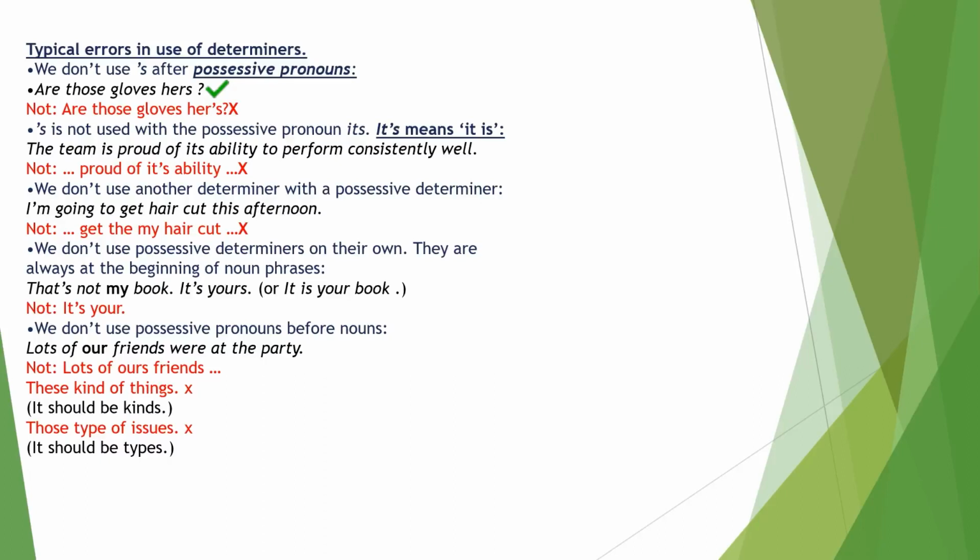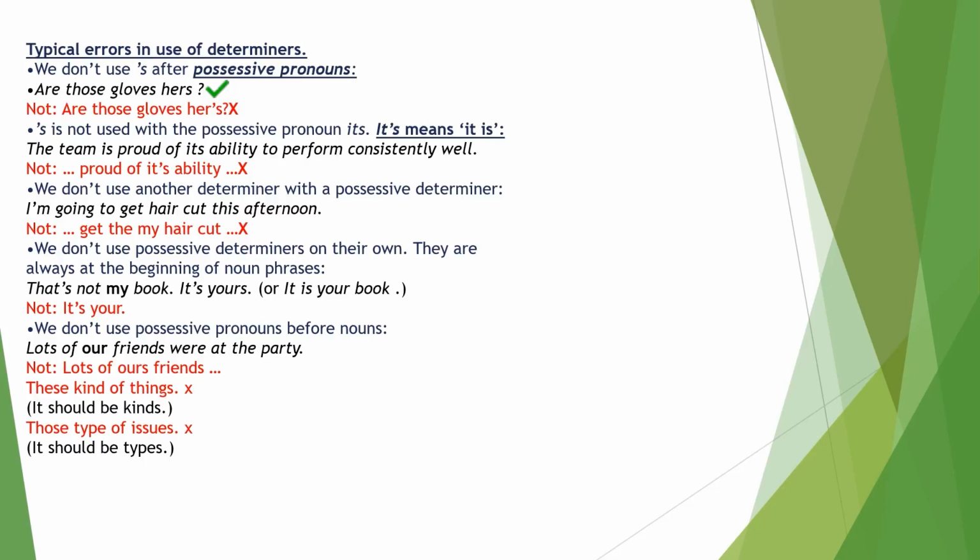We don't use the determiner with the possessive determiner. I'm going to get a haircut this afternoon. This is quite a right sentence. Not this one: get the my haircut. We don't use possessive determiners on their own. They are always at the beginning of noun phrases. That's not my book, it's yours, or it is your book, not it's your. I said earlier that the it apostrophe s means it is.